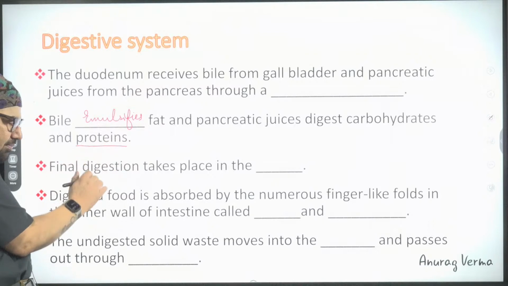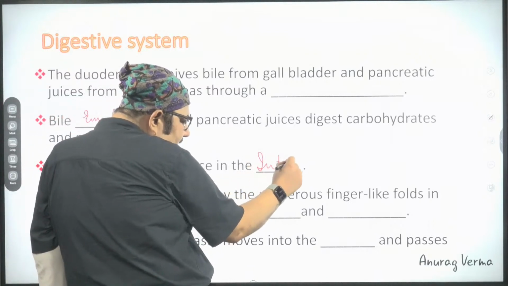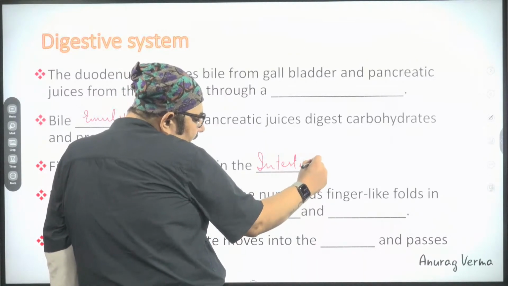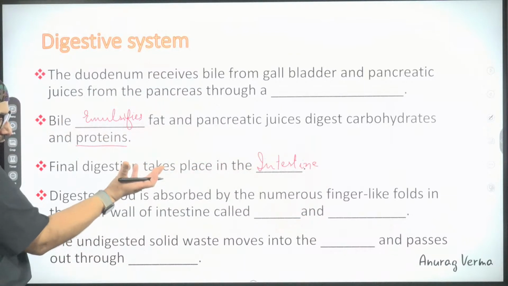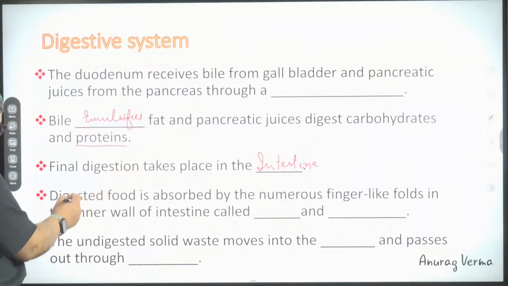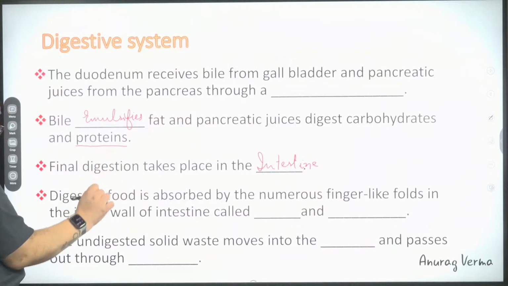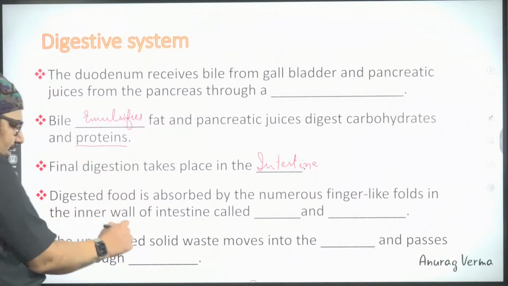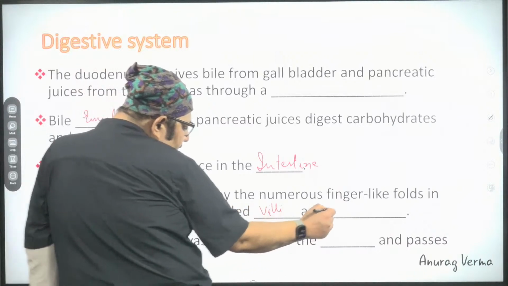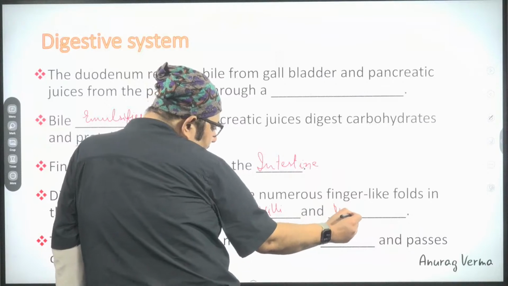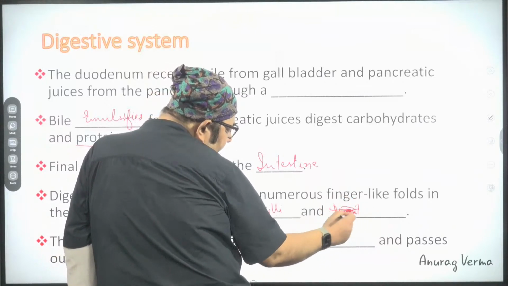Final digestion takes place where? In the intestine, because the last part is intestine. After that, rectum is there, and in the rectum, the undigested residue, the fecal matter, is stored. Digested food is absorbed by the numerous finger-like folds in the inner wall of the intestine called villi and microvilli.